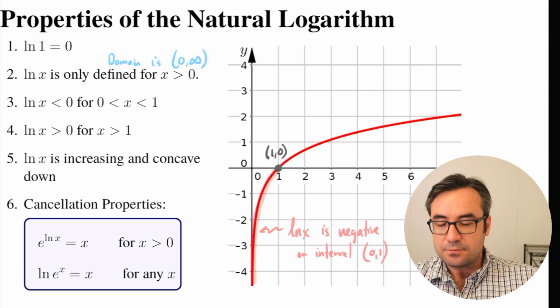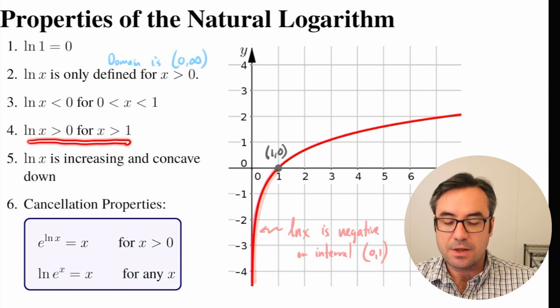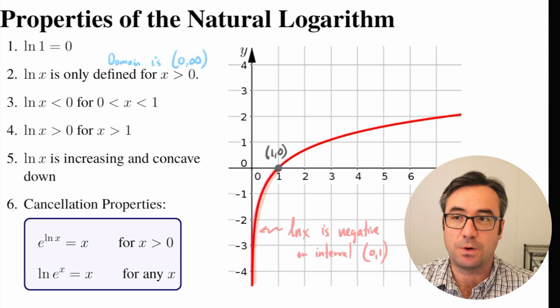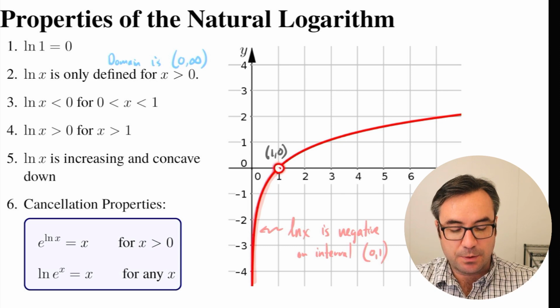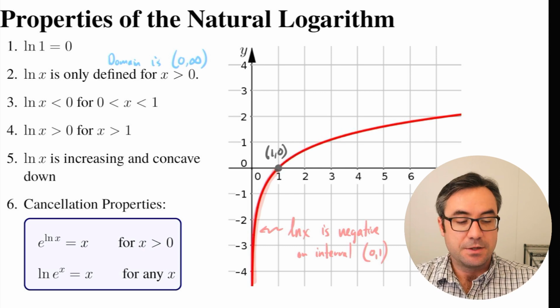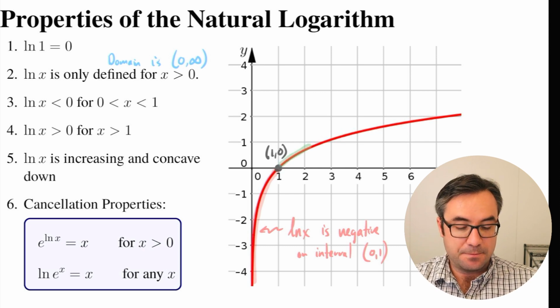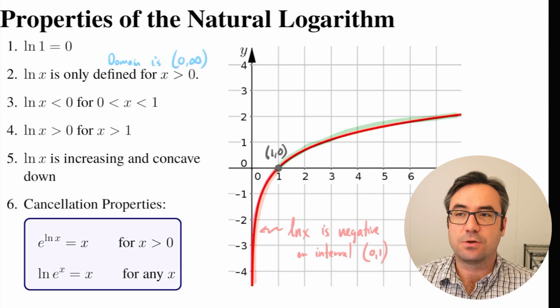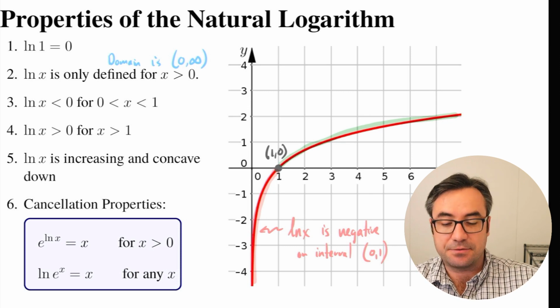Now, similarly, if we go to the other side of x equals 1, remember, x equals 1 is where we cross the x-axis. To the left of that, we're negative, and to the right of that, we're positive. So over on the other side, our natural log function is positive.